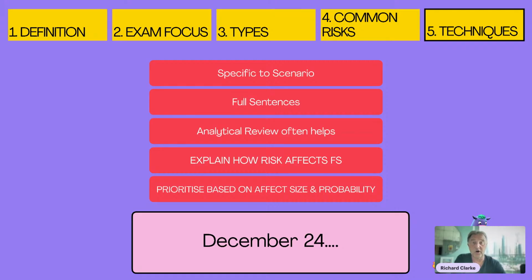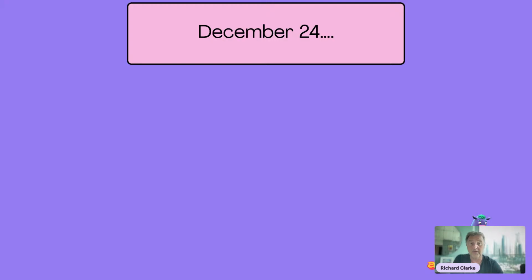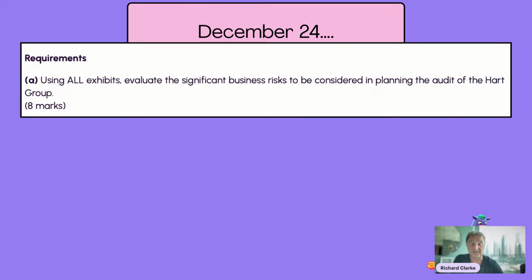December 24. Are you all still with me? Are we all still happy on this sunny day? Hopefully we all are. We now know as much as there's needed to know about business risks. What we've got to do, though, is use December 24 to answer this question, using all the exhibits, so you can't just rely on one.